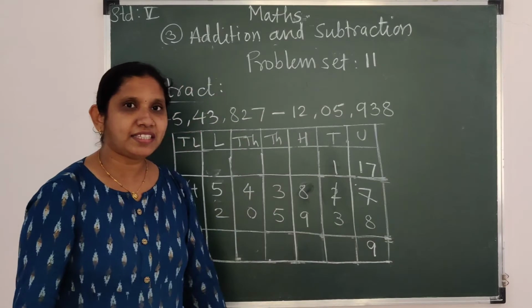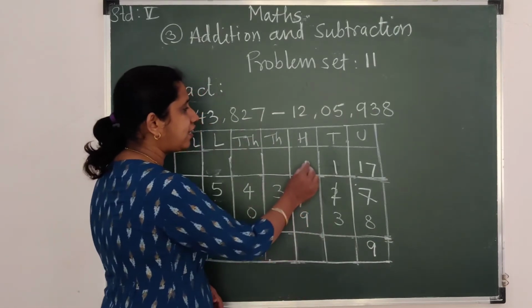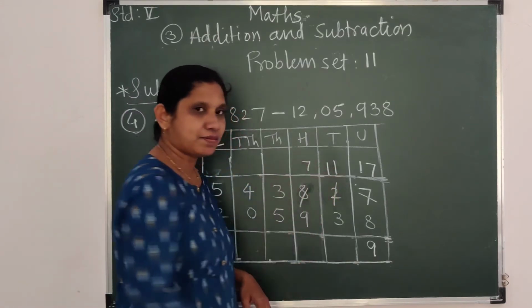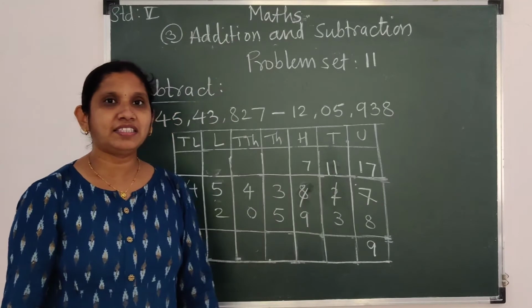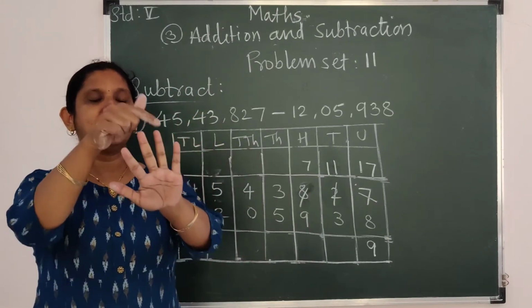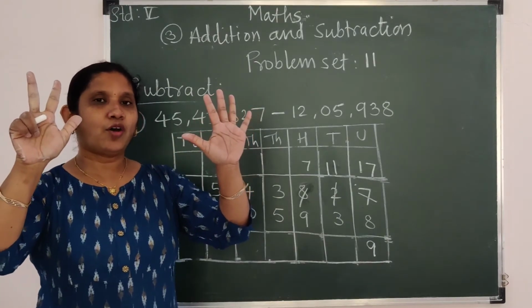Now, can I subtract 3 from 1? No. Go to the hundreds place. Cancel 8, will remain here 7. We are borrowing 10, which means our number becomes 11. Now, 11 minus 3. Start counting. 4, 5, 6, 7, 8, 9, 10, 11. So, how many?